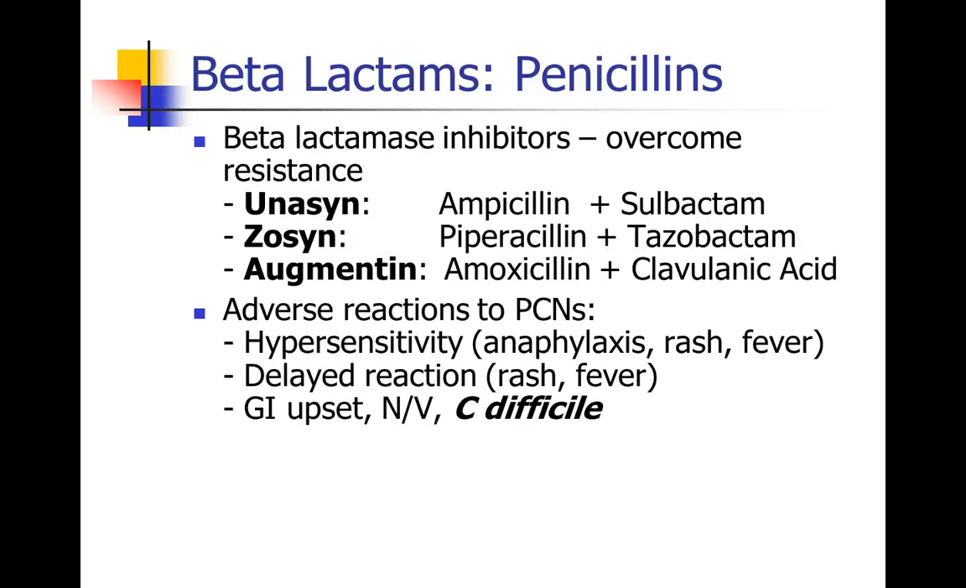And we have come up with ways to overcome resistance. We have developed beta-lactamase inhibitors like sulbactam, tazobactam, and clavulanic acid. These are substances that inhibit the beta-lactamase from breaking down the beta-lactam ring. And so these are given together with a penicillin drug. And you should be aware of what these three things are because we are exposed to them a lot in the perioperative period. So Unasyn, Zosyn, and Augmentin each are a penicillin with a beta-lactamase inhibitor.